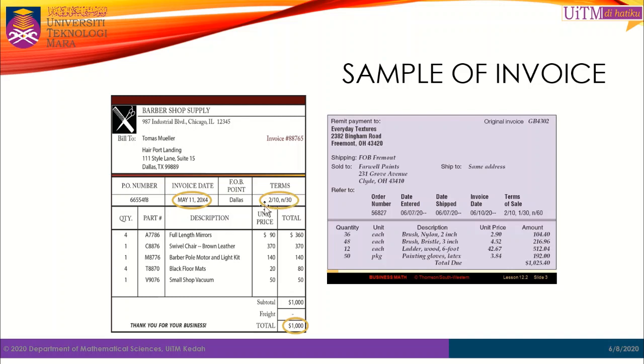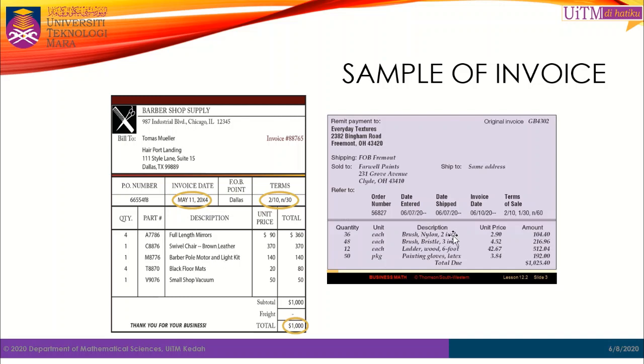So this is the date, and then you have the term 2/10, N/30. This means that if the payment is made within 10 days from the date of May 11, Thomas Muller will get an extra discount of 2%. Otherwise, if he pays after the 10th day, between day 11 and the 30th day, he has to pay the full amount, which here is 1,000. If he pays within the first 10 days, he gets 2% off the 1,000, which is 20 ringgit. So he will pay only 980 ringgit if he pays within 10 days from May 11. This is an example.